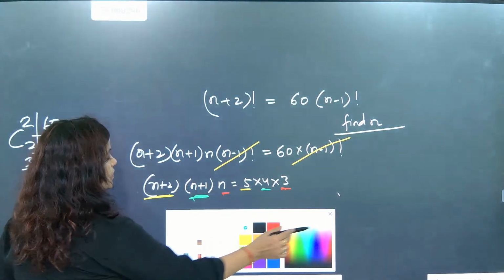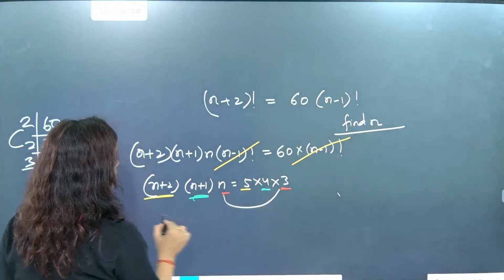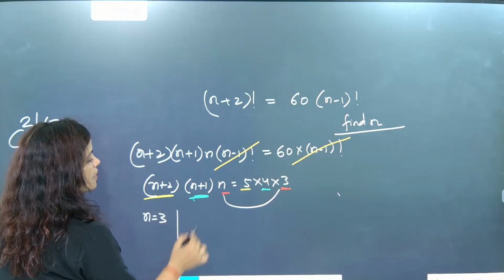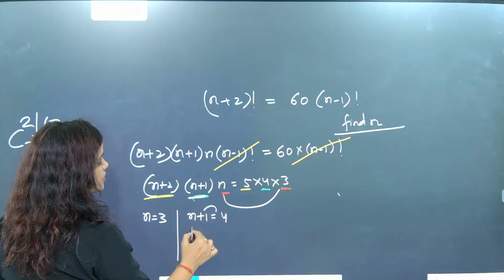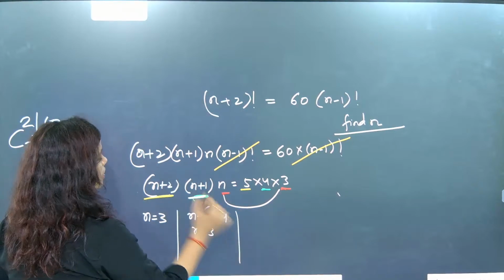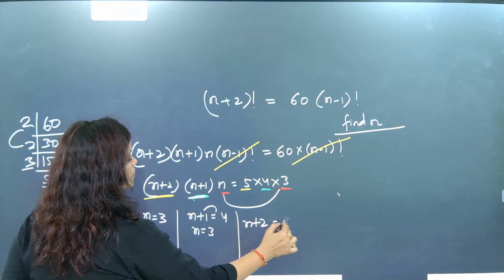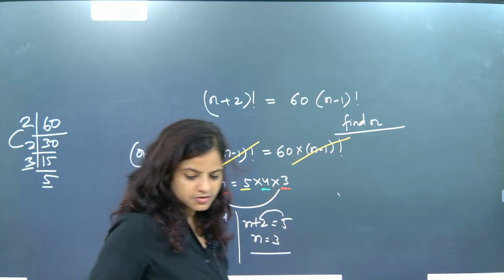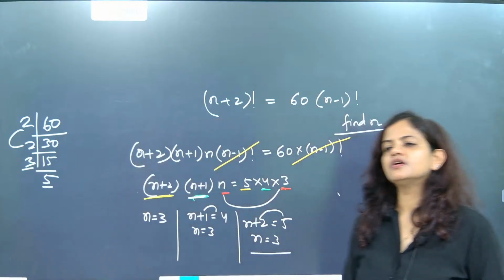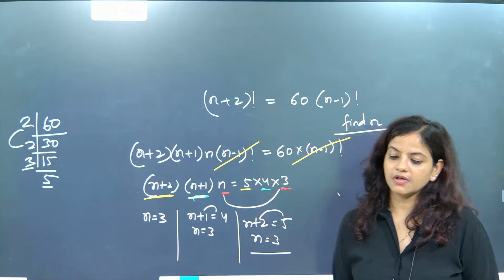How? Check this out. Directly n is equal to 3, or this part n+1 equals 4, shift this one, n is equal to 3, or n+2 is equal to 5, shift, n is equal to 3. I rest my case. So the answer is n is equal to 3. I hope you have understood.